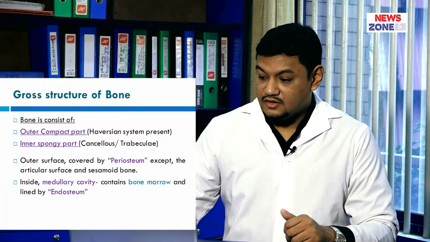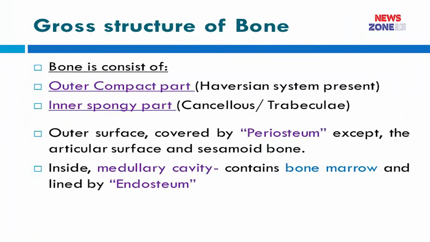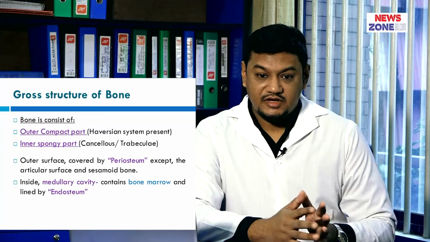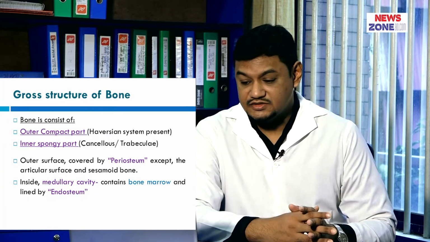Now, in the next slide, we can see the gross structure of the bones. The bone is composed of an outer compact part and an inner spongy part. The outer compact part actually has the Haversian system. We will discuss the Haversian system in the coming days.